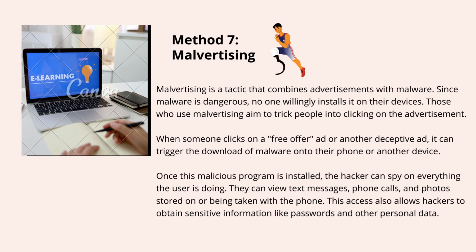Method 7. Malvertising. Malvertising is a tactic that combines advertisements with malware, since malware is dangerous and no one is willing to install it on their devices. Those who use malvertising aim to trick people into clicking on the advertisement. When someone clicks on a free offer ad or another deceptive ad, it can trigger a malware download onto their phone and other devices. Once the malicious program is installed, the hacker can spy on everything the user is doing.